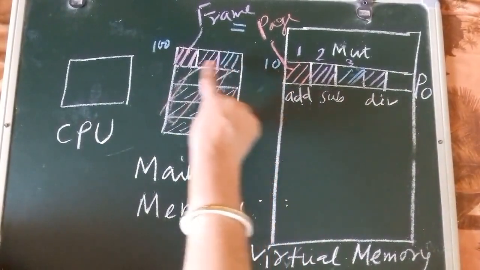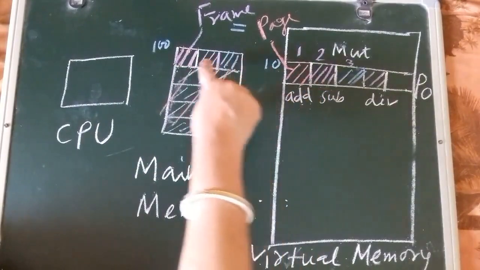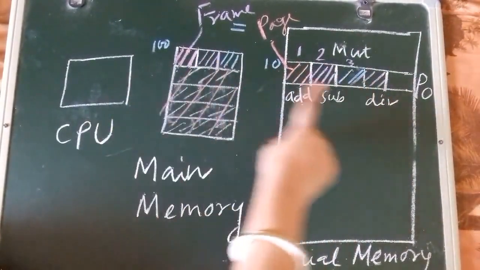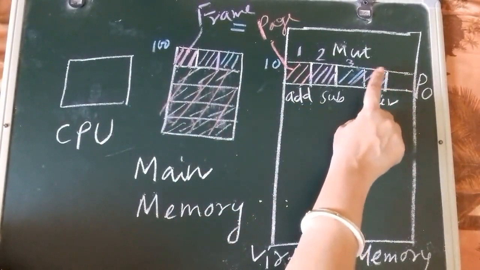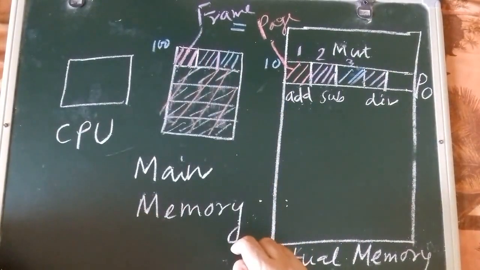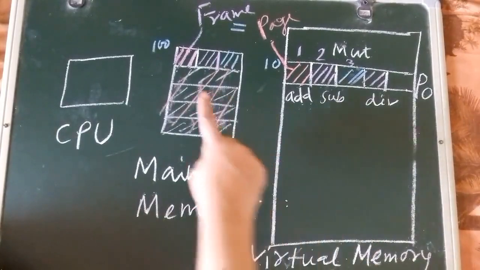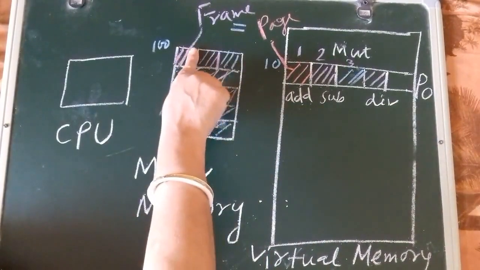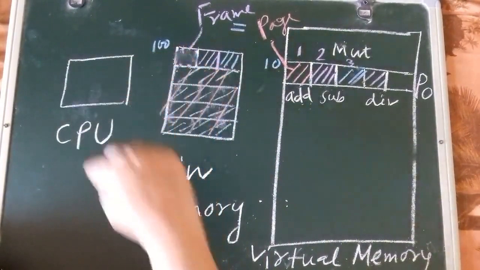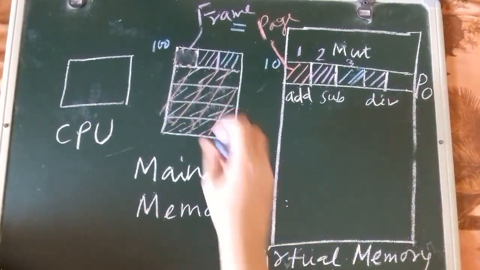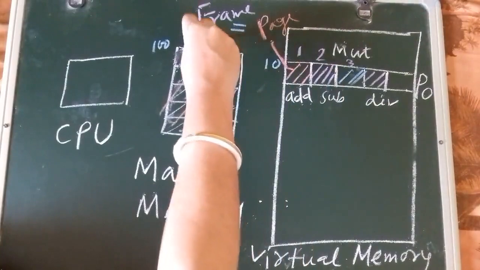So from the 10th location it is brought, then from some other location it is brought. Now when the CPU refers to the instruction present in the 4th page, the 4th page cannot be brought here because no space is free for it. So what has to be done? One among these should be removed. This removing is not actually removing; we have taken it from here to there.